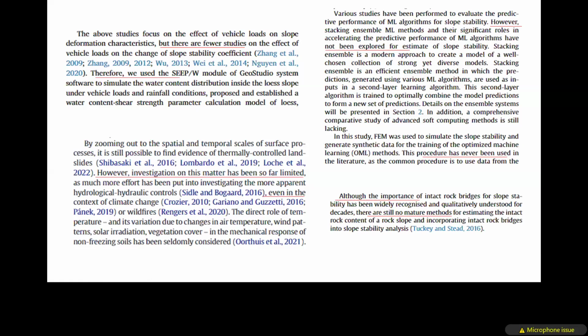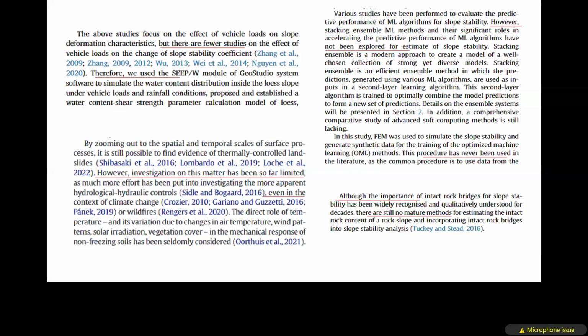It's possible to find evidence of thermally controlled landslides. Now, evidence of thermally controlled landslides comes from this literature: Shibasaki, Lombardo, Loesch et al., right? So this is how you have to put the literature review into writing, not just copying sentences and pasting them.